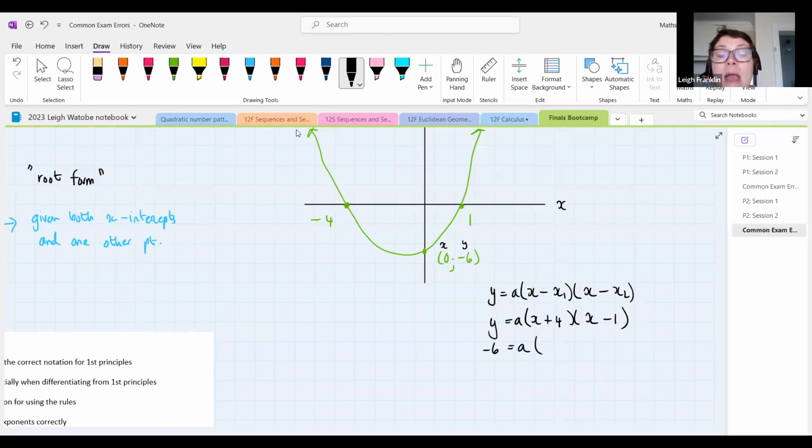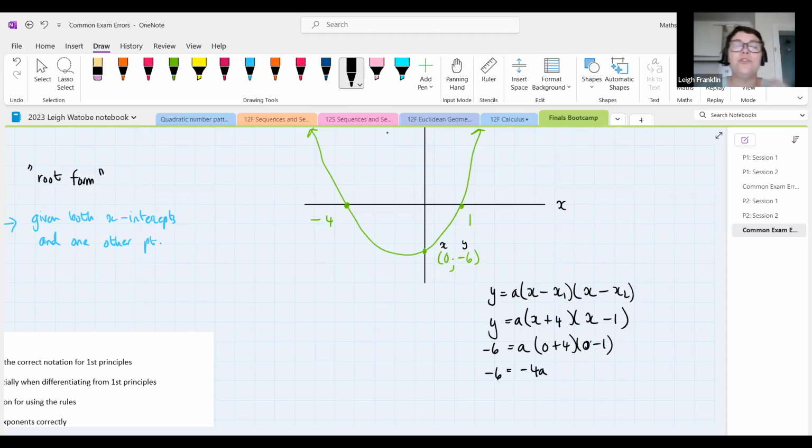I'm going to keep the a, and now I've got 0 plus 4. Sorry, that should be a 0. Is this going to work now? No, of course not. Okay, let's change that into a 0 minus 1, like so. So these brackets are being multiplied together, and then they are being multiplied by the a value. So you've got 4 times -1 times a is -4a, and it is equal to -6.